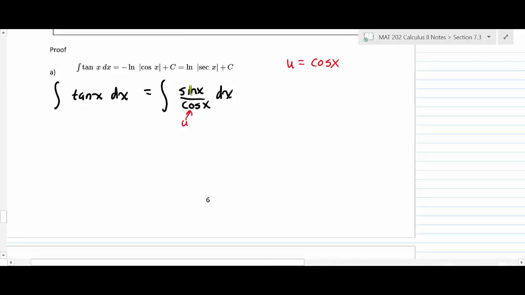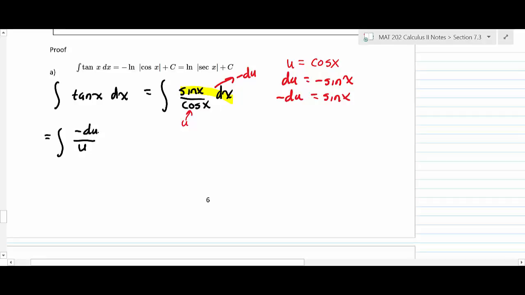So if we do du, we want to end up with the sine of x dx or something close. That means that du is going to be negative sine x dx. So if I multiply both sides by a negative, I'm going to get that this part is negative du. So what we're going to end up having is the integral of negative du over u.